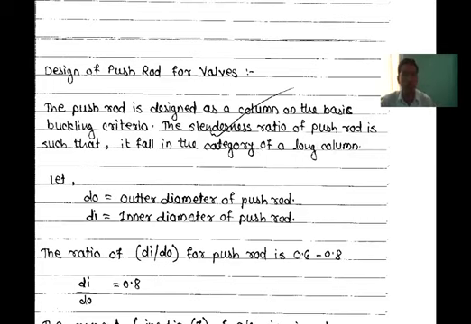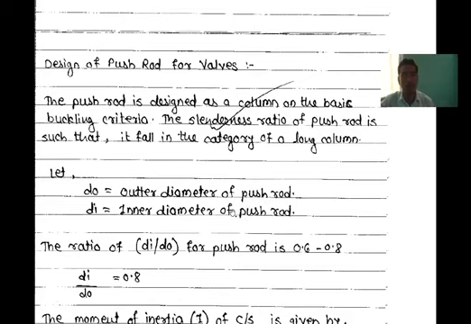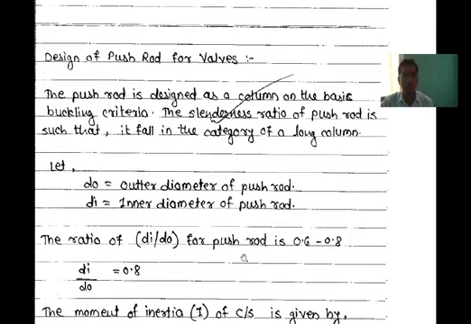Let DO be the outer diameter of the push rod and DI the inner diameter of the push rod. The ratio of DI to DO for the push rod is always taken between 0.6 to 0.8. Here we consider the DI by DO ratio, that is the inner diameter of the push rod to the outer diameter of the push rod, equal to 0.8.